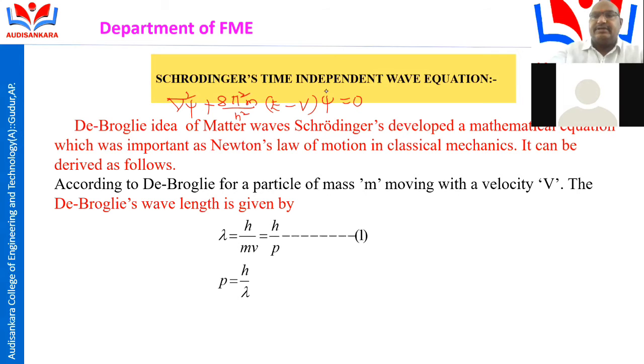the wave function. So, my dear students, building on de Broglie's idea of matter waves, Schrödinger developed a mathematical equation which is as important as Newton's law of motion in classical mechanics. It can be derived as follows. According to Louis de Broglie, for a particle of mass m moving with velocity v, the de Broglie wavelength lambda is equal to h by mv, that is equal to h by p. So lambda is equal to h by p, then p is equal to h by lambda.